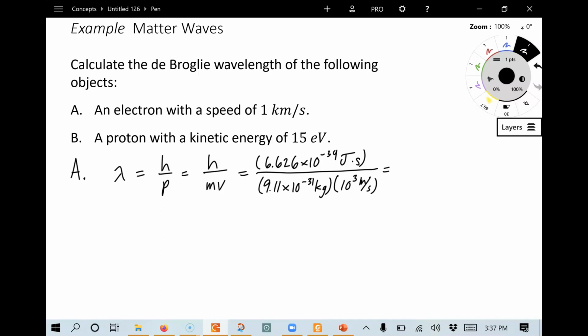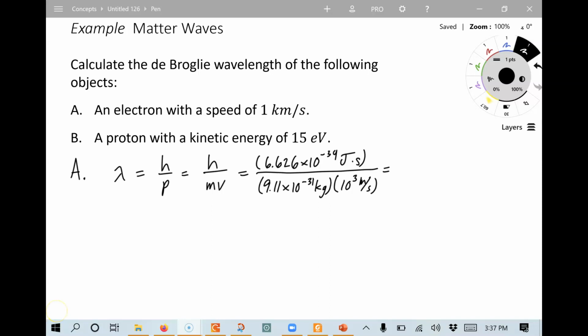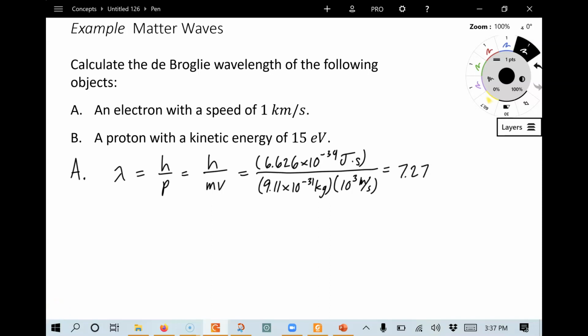When we plug all this stuff in, we're going to come up with a value equal to 7.27 times 10 to the minus 7th meters. All those units are going to cancel out and give us meters, since we're in SI units here. This is about 727 nanometers. So if this were a photon, this would be in the infrared, barely out of the visible range. That's the wavelength of this electron.